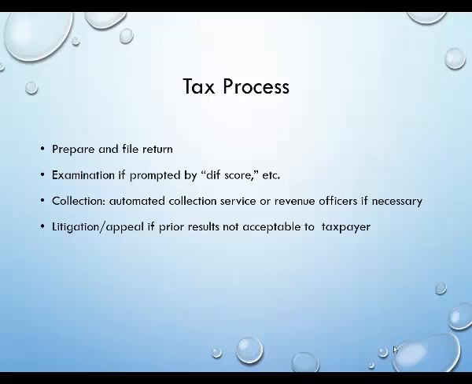Now, that DIF score is a discriminant information function. You don't have to know what it stands for, but it basically is a count of the number of red flags that items on the return have pulled. How not normal does something look? If normally people in a particular tax bracket give $2,000 to charity and you gave $2,001, will you be audited? If that's the only thing that looks weird on your return, likely not.